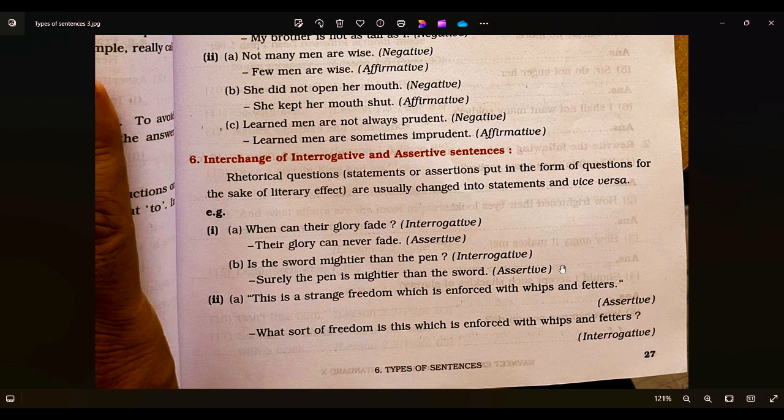So here I have taken the word what instead of the assertive sentence, this is a strange freedom. Okay, good. Another example I want to take.